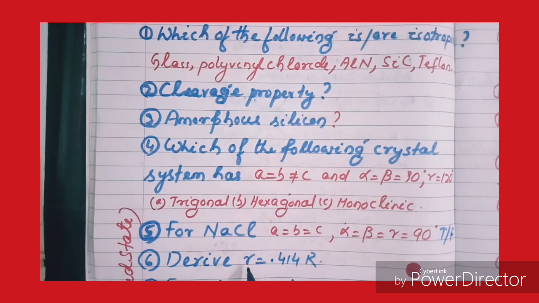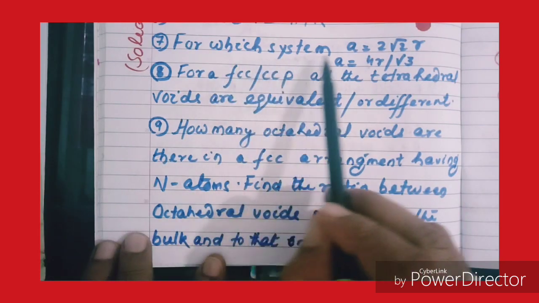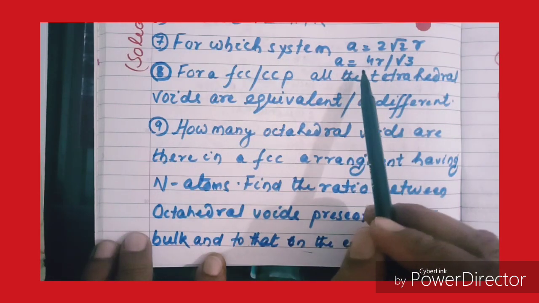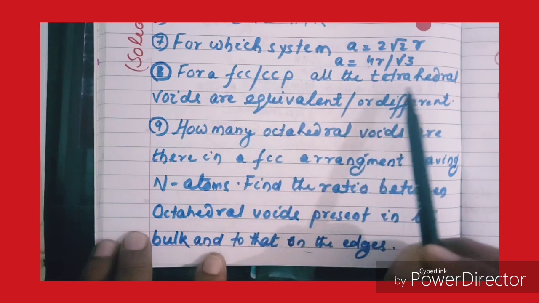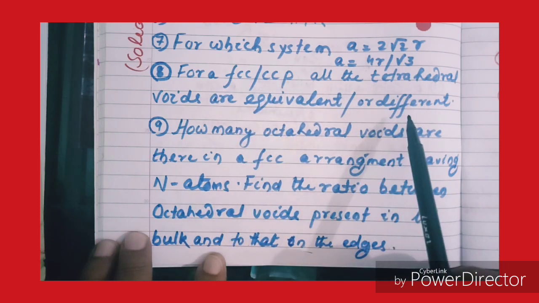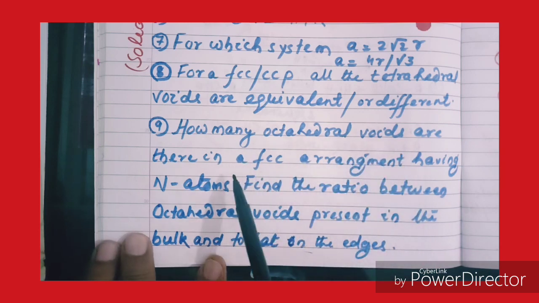Derive the relation between r and R, where the symbols have their usual meaning. For which system is a = 2√2 R and a = 4R/√3? For an FCC or CCP, are all the voids equivalent or different? How many octahedral voids are there in an FCC arrangement having n atoms? Find the ratio between octahedral voids present in the bulk and those on the edges.